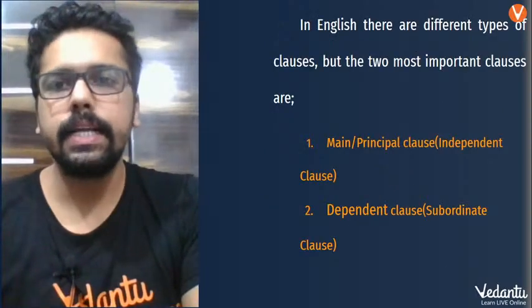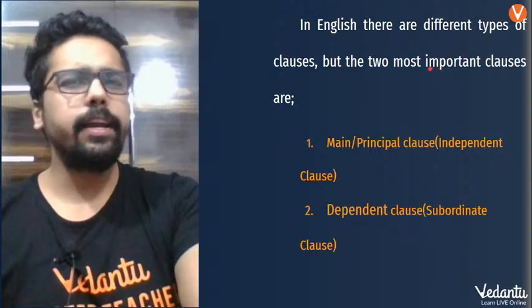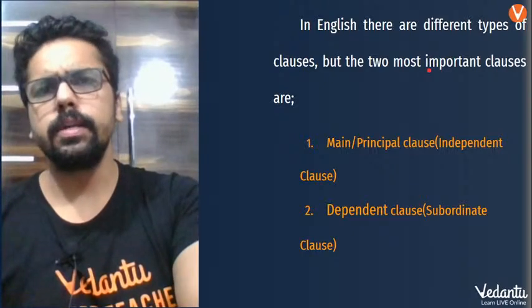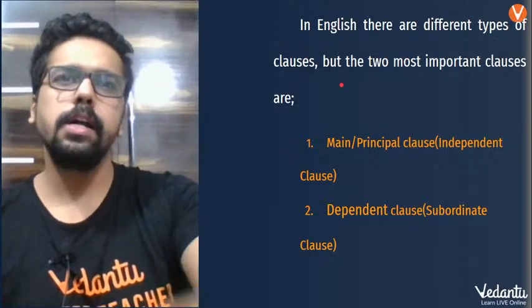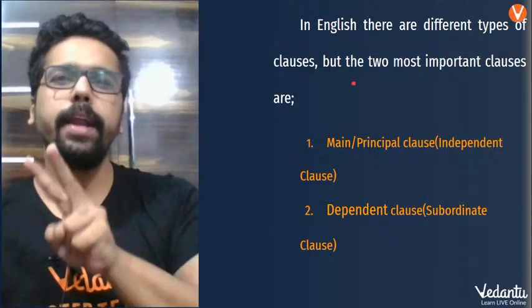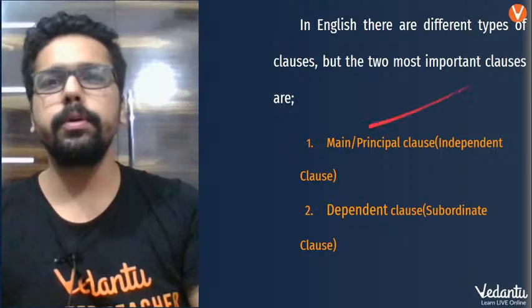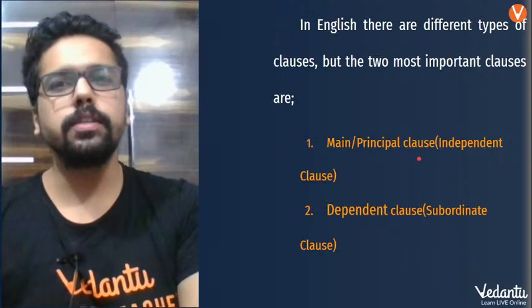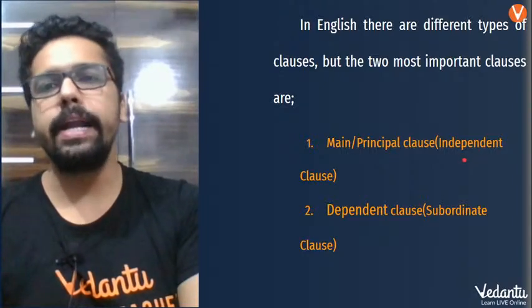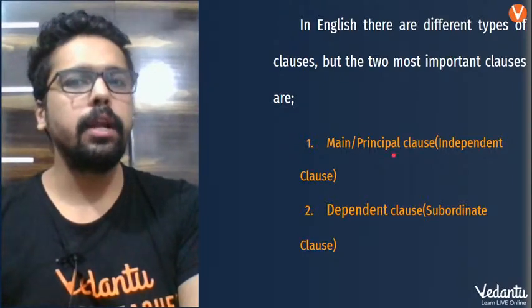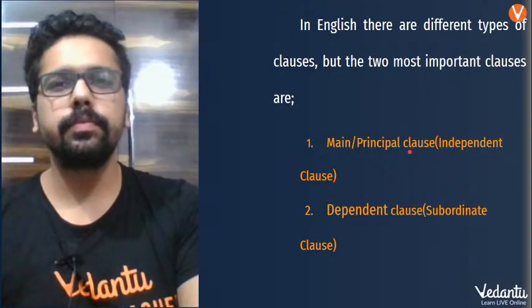All right, perfect. Now look at this here. Now we will talk about the types of clauses. In English there are various types of clauses, but all of them are divided into two main categories, the most important types. We call it the main clause, which is also called the principal clause, and you can also call it the independent clause.